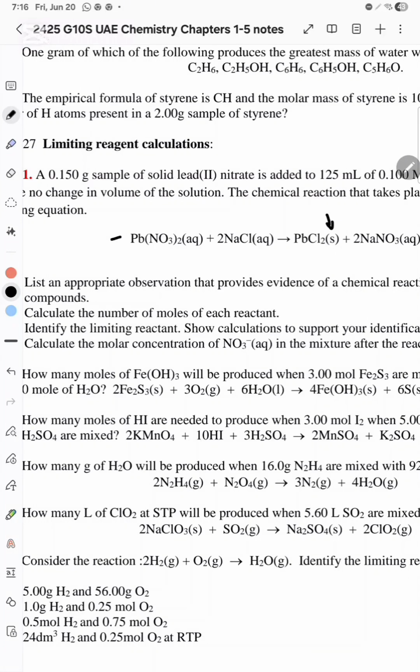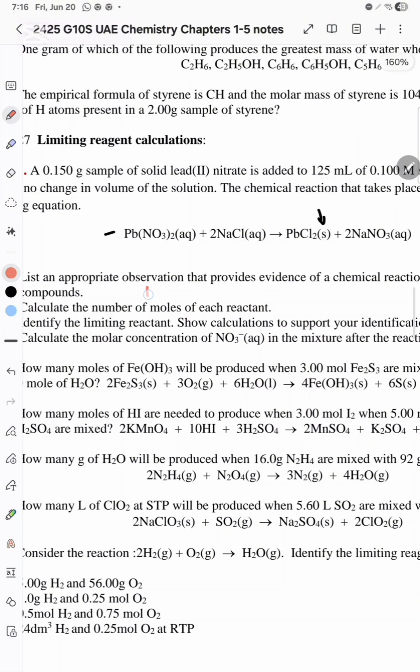Now we know that PbCl2 is lead chloride, and that's a white precipitate. We need to remember this from last term's material. So this is the formation of a white precipitate. That's our observation. White PPT.